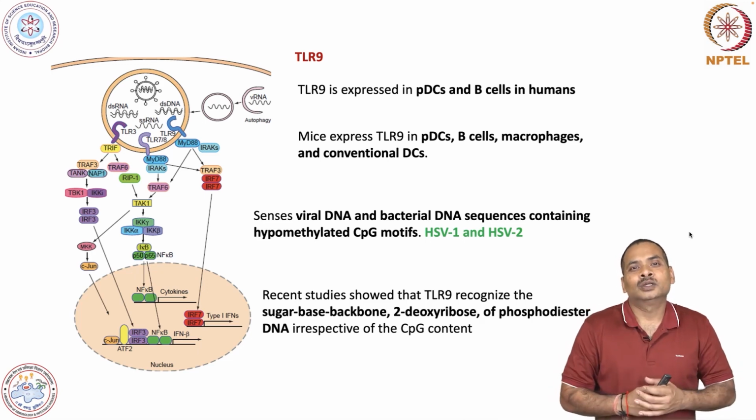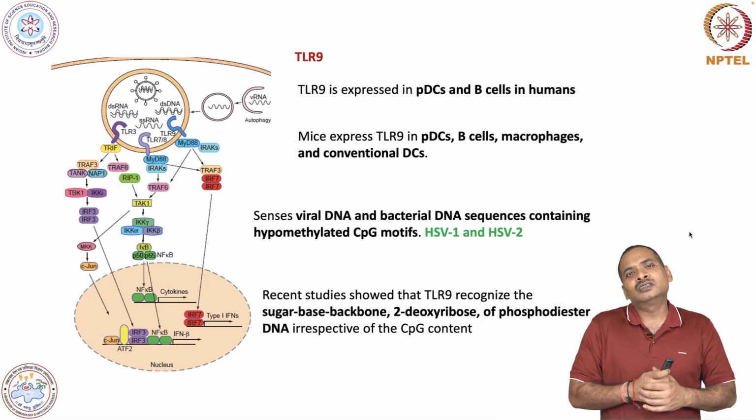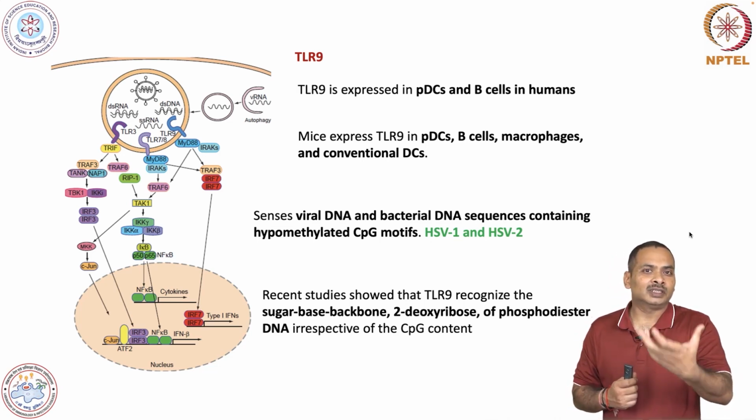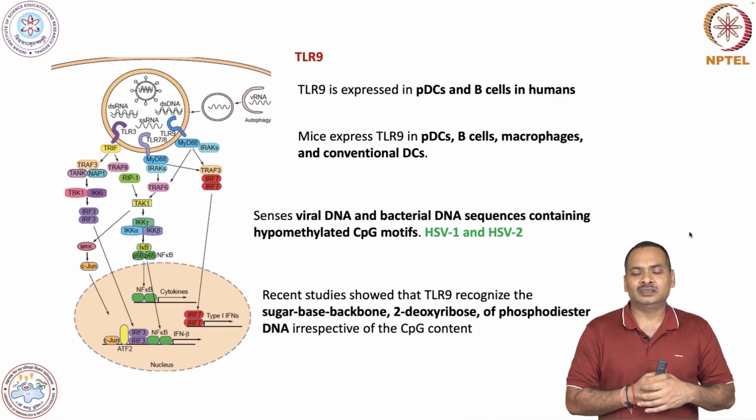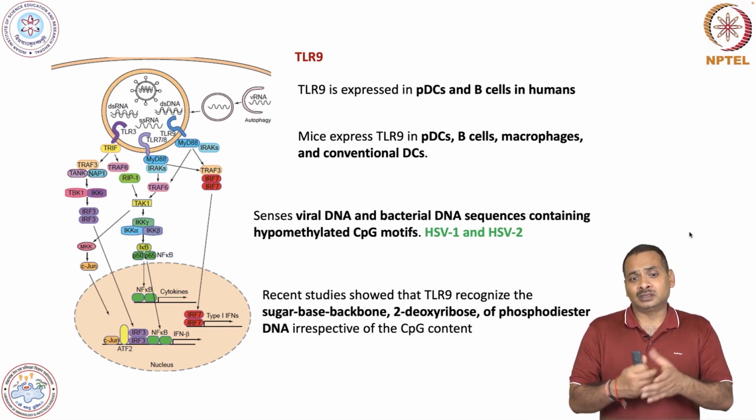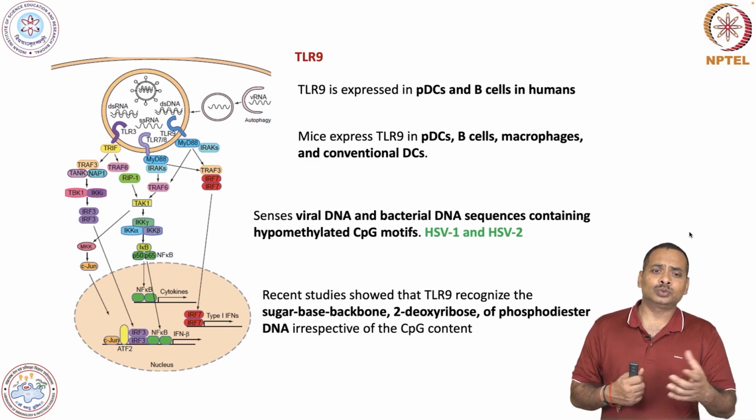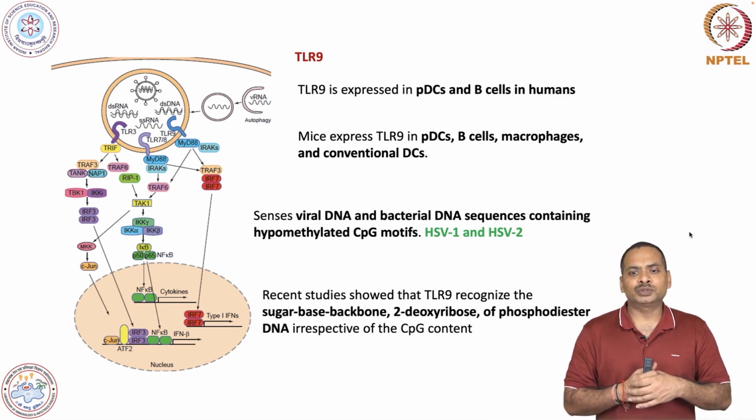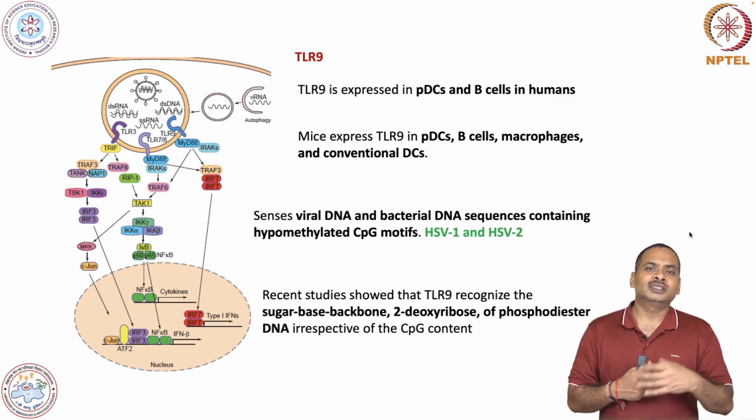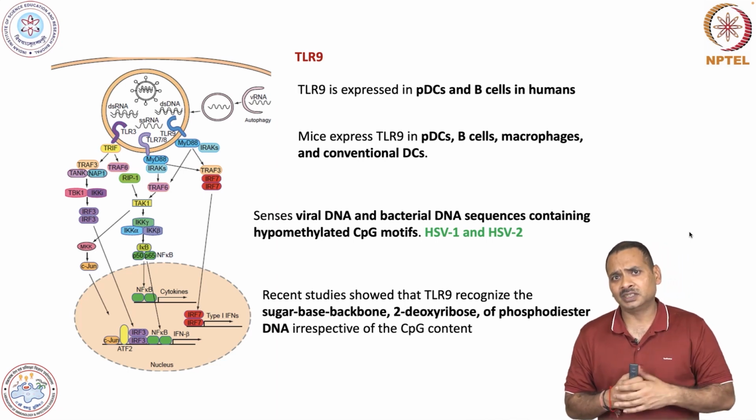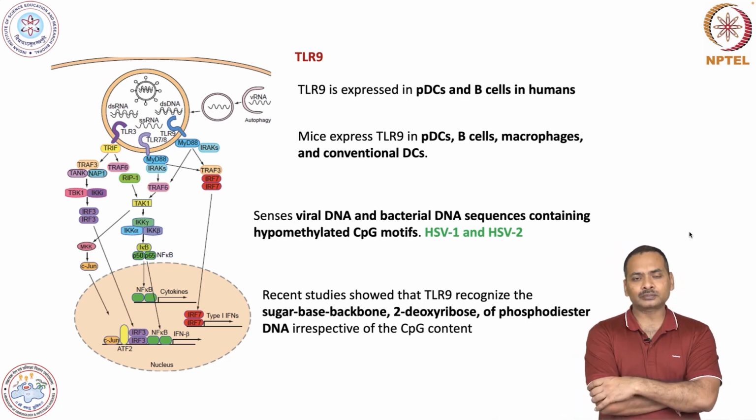So this is a deeper insight into the recognition of DNA by TLR9. We were thinking that the CpG motif is sensed, but it may also be true that this sugar backbone, the 2-deoxyribose of phosphodiester DNA, is the key component which is recognized by TLR9.